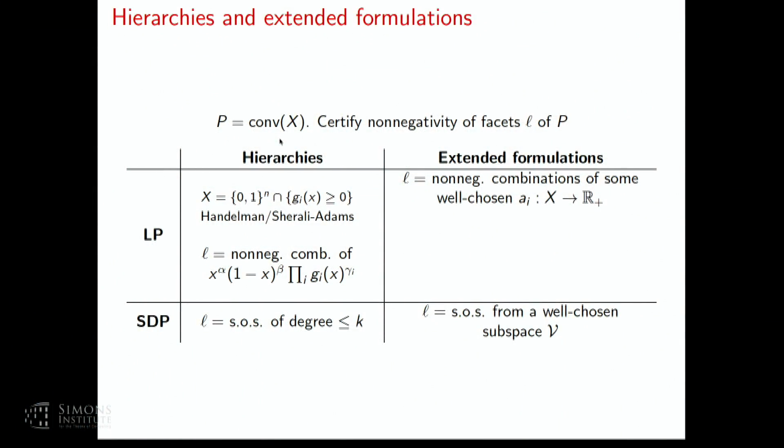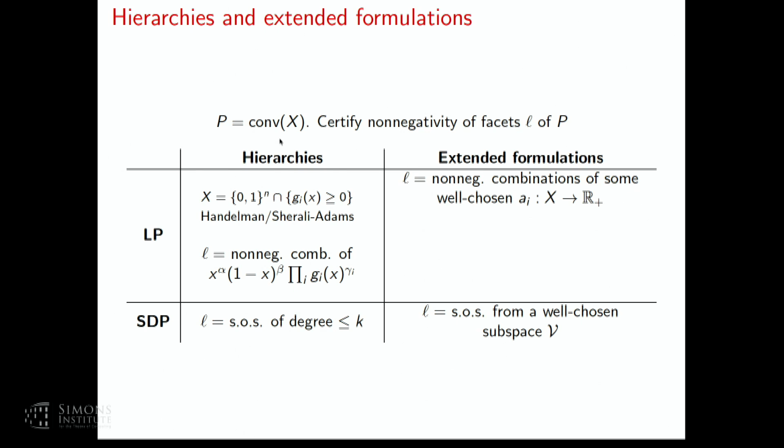So essentially the connection between hierarchies and extended formulations, in the LP and SDP case, to summarize the story a bit. We saw that constructing an extended formulation amounts to certifying non-negativity of the facets of a polytope. For SDP extended formulations, the way you do this is that you try to write your facets as sums of squares from a well-chosen subspace. And for the Lasserre hierarchy, this subspace corresponds to the polynomials of degree at most k.